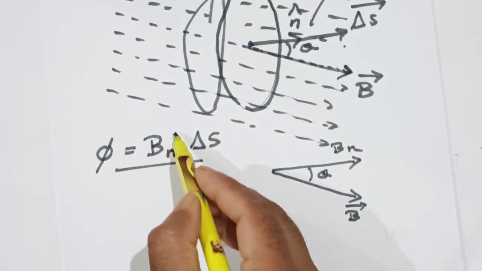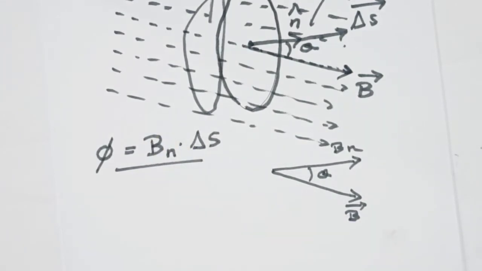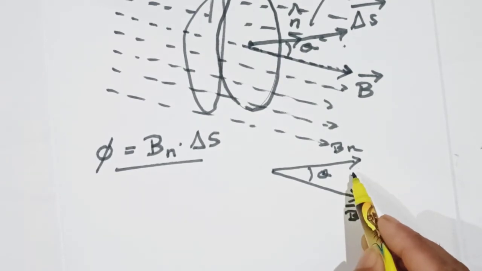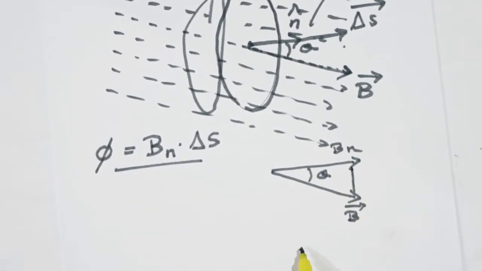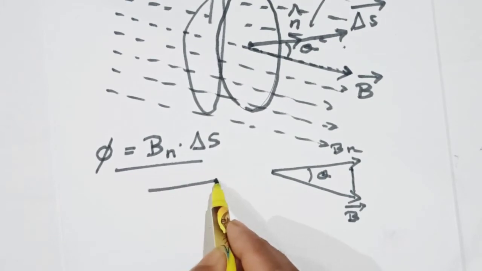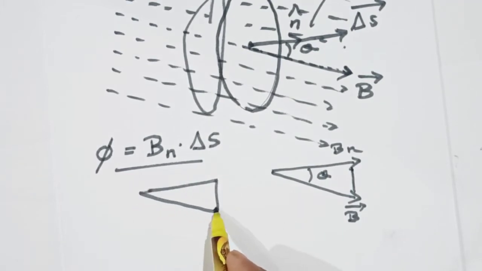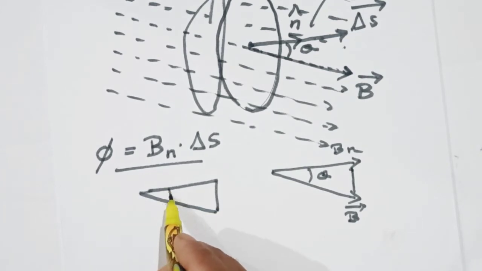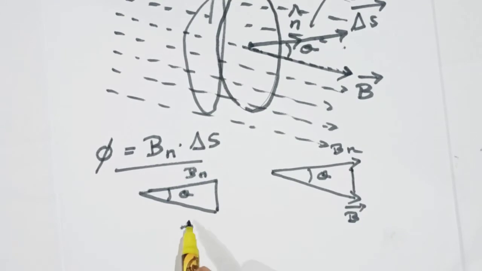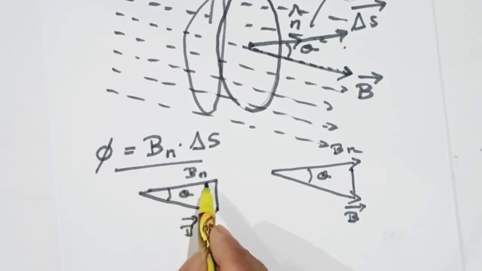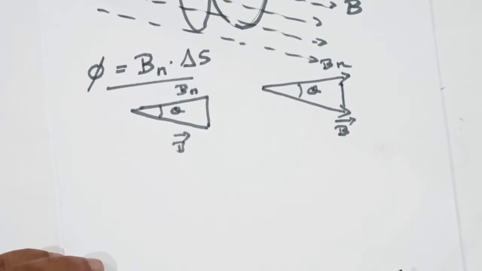But we want to find out this one. So it is like this. Now we are going to apply trigonometry. Let's write like this. It looks like a triangle, which has angle theta, and here is Bn, and here is B. This is the hypotenuse, this is the opposite side, and this is the adjacent side. In the lower class we used to study like this.